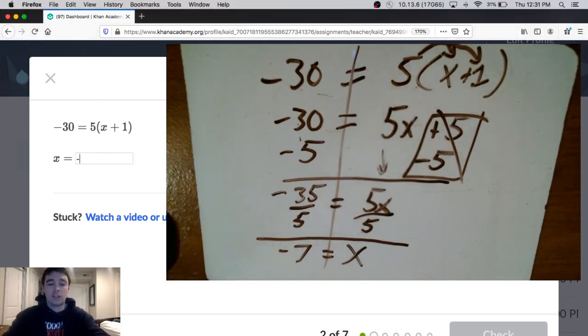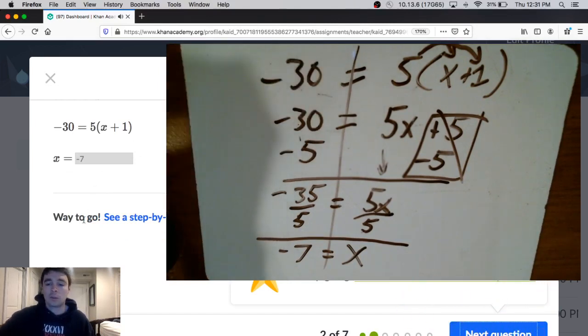So checking my negative 7. Looks like we got that correct. We're going to move on to the next one.